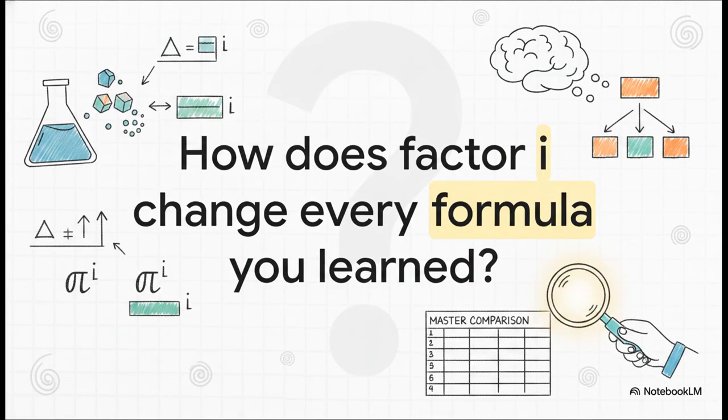So let me leave you with this final thought. Go back in your mind to that master comparison table we just looked at. If you were handed a highly dissociating salt on a test, instead of simple, boring sugar, how exactly does factor i change every formula you learned? Visualizing exactly where that i plugs into Raoult's law, the boiling and freezing equations, and osmotic pressure, that is the final key to truly mastering colligative properties.